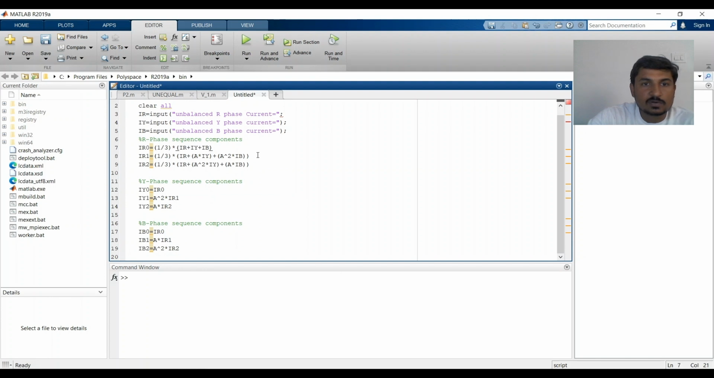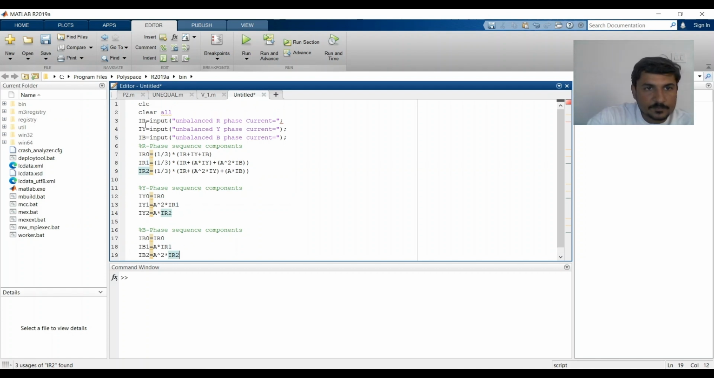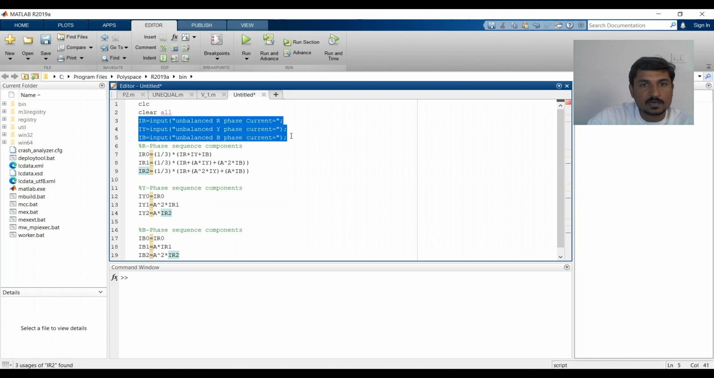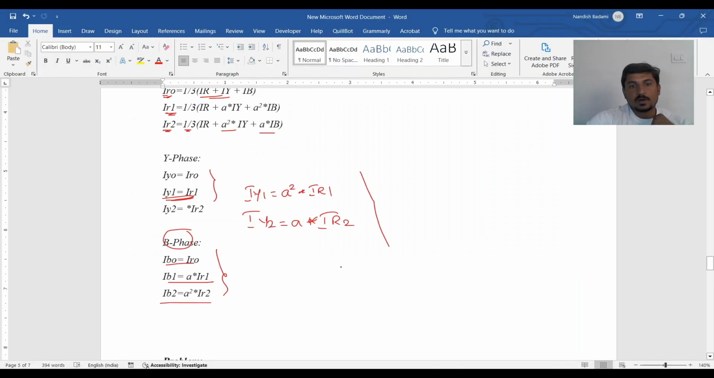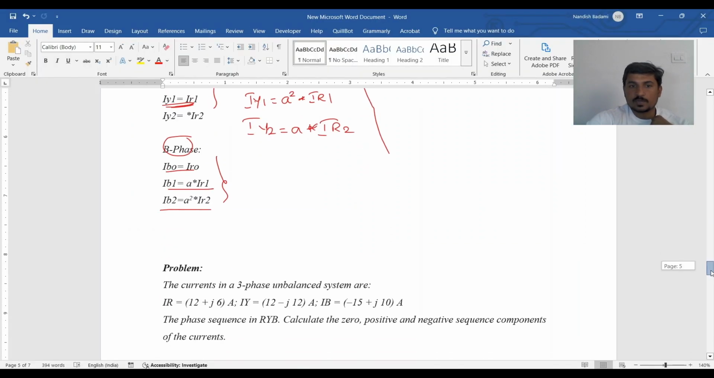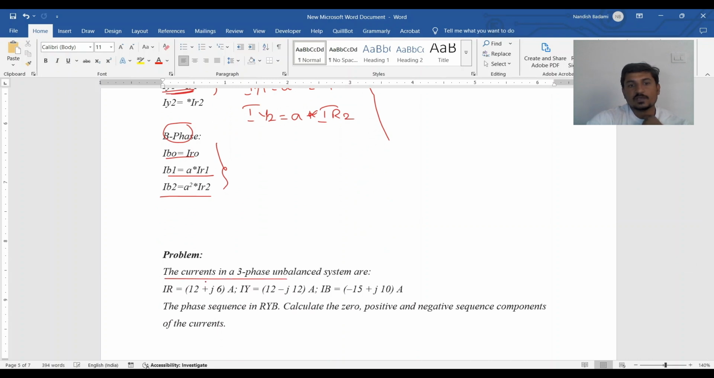Since we haven't used semicolons here, the output will be executed and printed, and no need to worry. Now we need the values for unbalanced currents. Oh, sorry, here we have not closed the bracket, so it is being shown. Alright. Now for that part, to get to know the input parameters, let us consider a problem where in a three-phase unbalanced system, the values of IR, IY and IB are given.